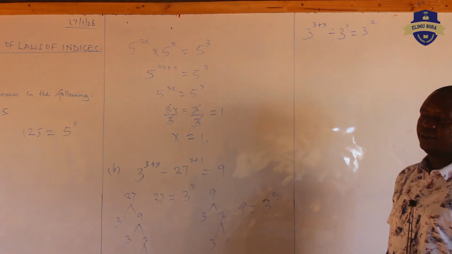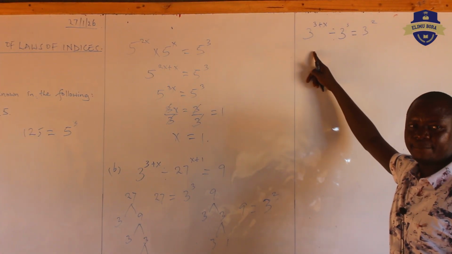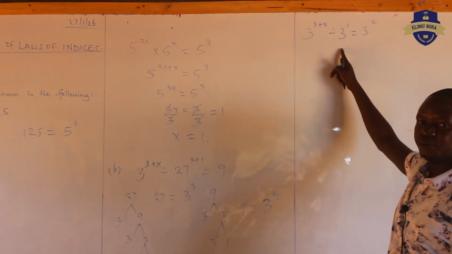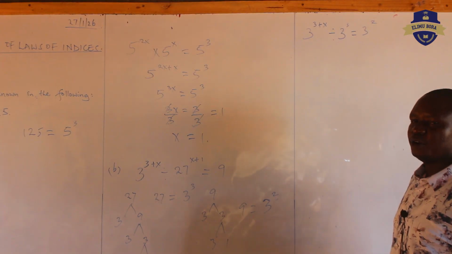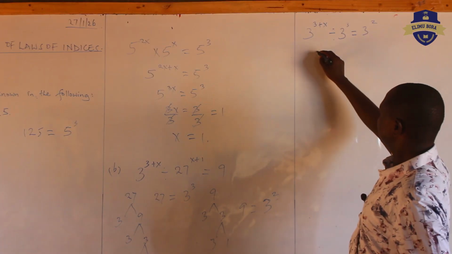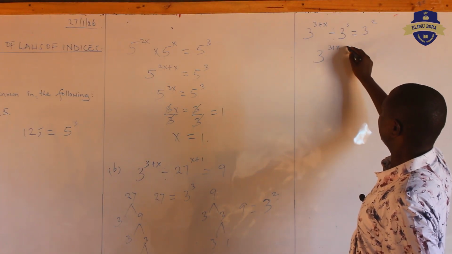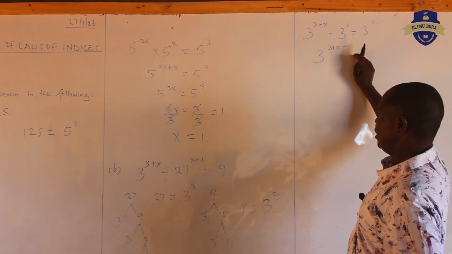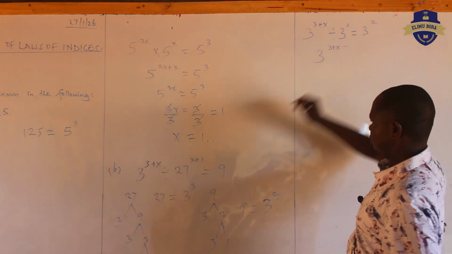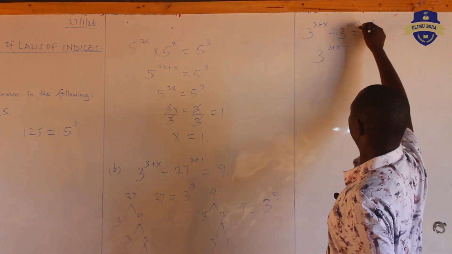Sawa? Now, on the left hand side, we are dividing. The bases are the same. What do we do? We subtract the powers. So itakuwa ni 3 into 3 plus x minus what? We had omitted this one. 3 into x plus 1.